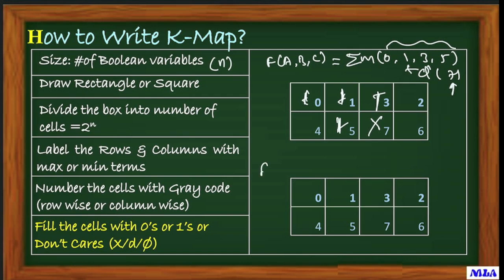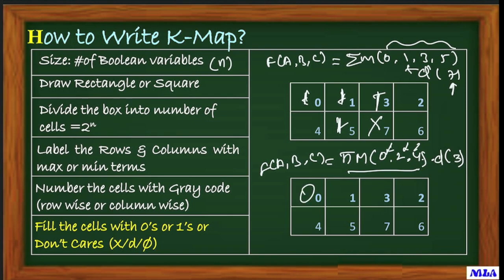In case we have been given a function in a product of max term form, as shown in this example here, 0, 2, 4, with the don't care being 3. Now we see that it's a product of max term form expression. So we will fill the cells corresponding to the max terms with the zeros. So the max terms are 0, 2, 4. The corresponding cells are 0, 2, 4. The cell 3 has to be filled with the don't care. This is how we will fill the cells.